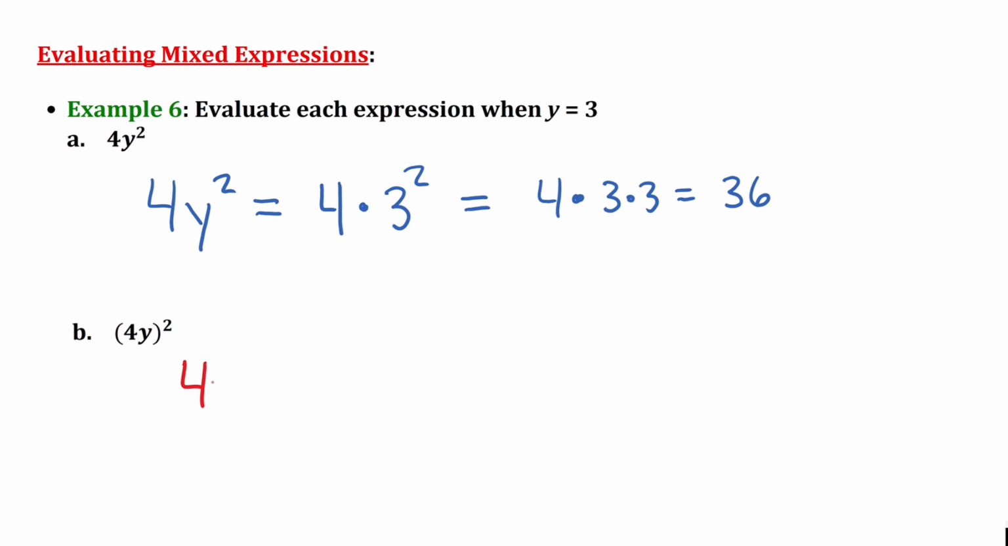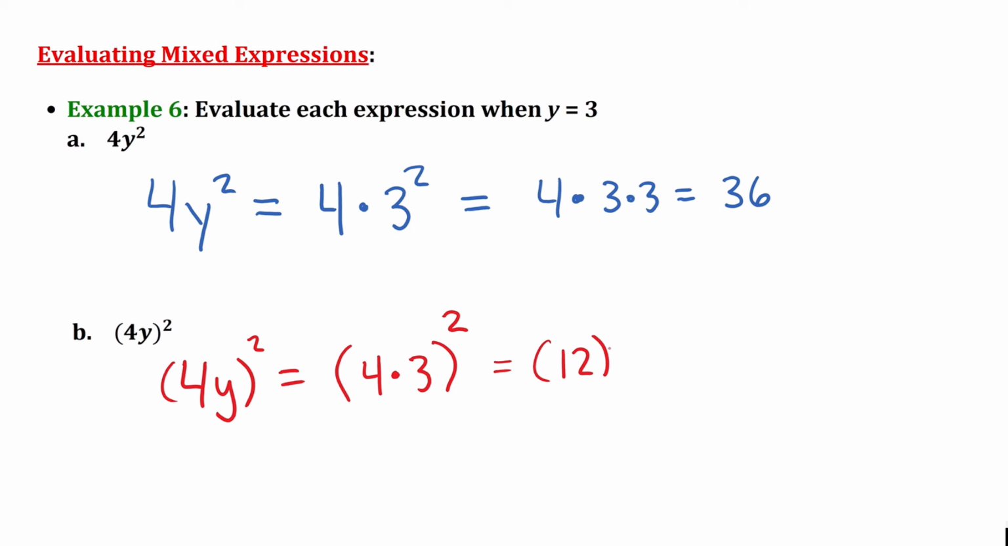So 4y whole quantity squared, rewrite that. And then I'm just going to rewrite it, substituting our 3. 4 times 3. That whole thing will be squared. Well, 4 times 3 is going to be 12. Okay, that's going to be the same as saying 12 times 12. Well, 12 times 12 is 144.